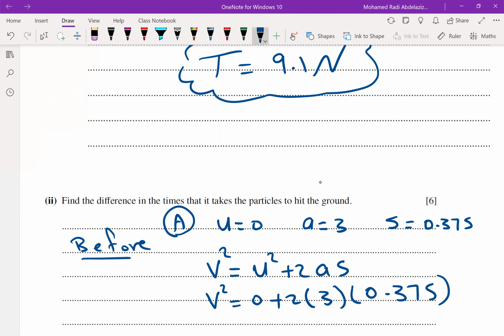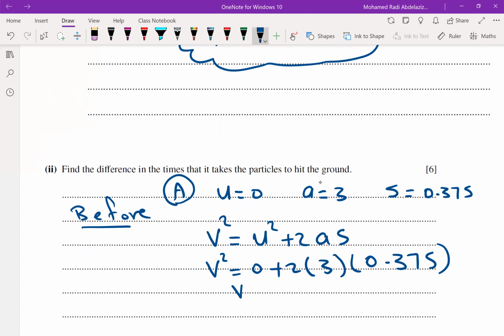Then by taking the square root. So 2 times 3 times 0.375, the answer is 2.25. The square root of this answer is 1.5. So the velocity is 1.5.